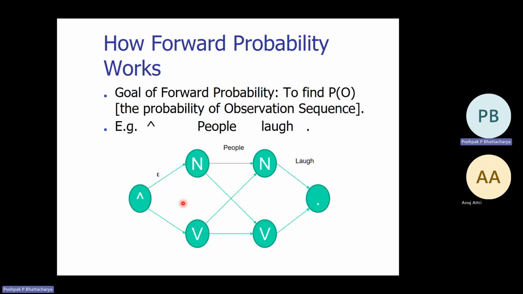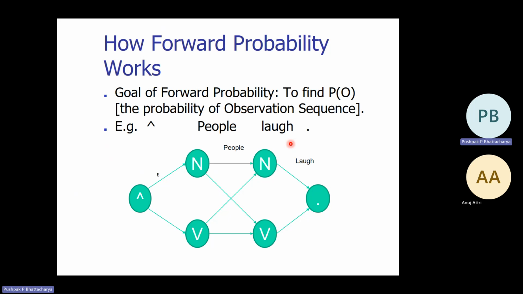Now, how does the forward probability work? Okay, here is a small intuitive example to find the probability of the observation sequence. I'm illustrating this in terms of language, in terms of NLP. So suppose you have a sentence, people laugh.